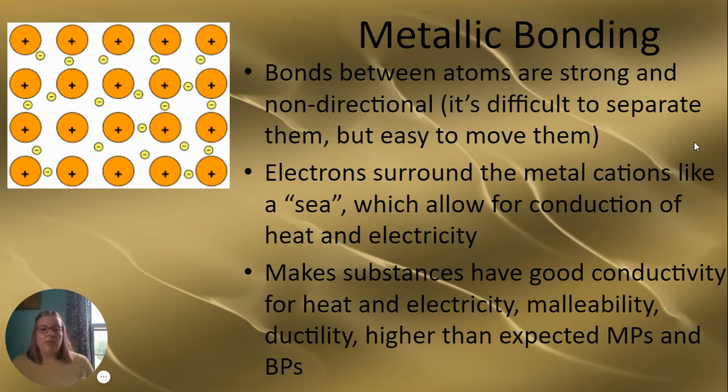They are malleable, which means that I can hammer them into thin sheets. They are ductile, which means you can draw them into a wire. If you think about all the wiring in your house, it's usually copper. Copper can be drawn into a wire. And because of that strong, non-directional attraction that's happening, it also makes them have higher than expected melting points and boiling points for something that's a pure substance, because normally we'd think it would be something like our nonmetals that we typically see.